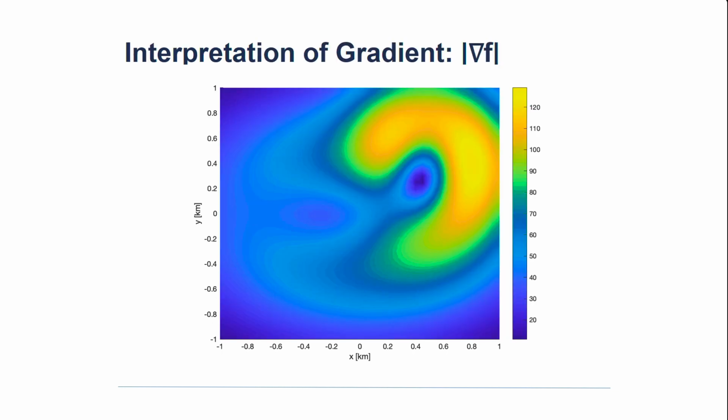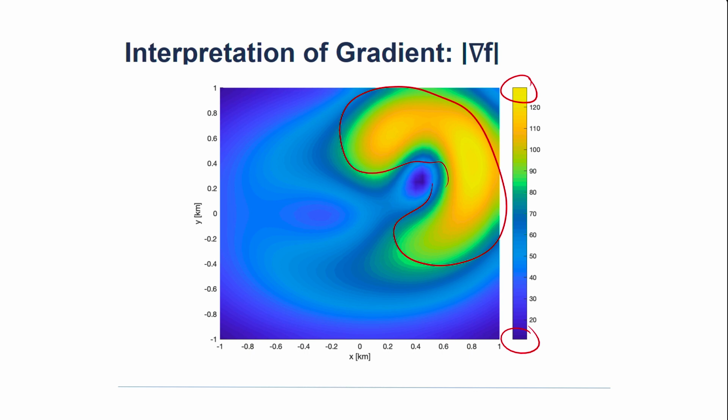We can interpret the gradient in a few different ways. We could take the length of the vector and actually plot that. So this is a scalar because we're taking the length of the gradient of f. And the color bar on the right shows just the value of the derivative. So yellow is a very large value of the derivative and blue is a very small derivative. And again, we see the steepest part of the mountain where this function is most yellow.